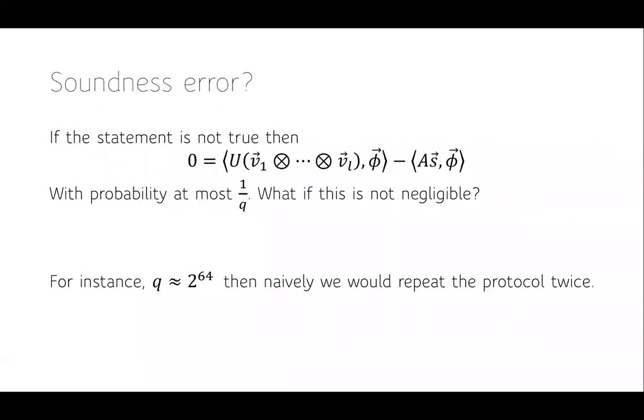So if we just consider the soundness error, then if this original statement wasn't true, this inner product check with a linear random combination, this equation would be true with probability at most 1/Q. So what happens if it's not negligible? For example, if Q is 2 to the 64, then do we need to repeat it twice? It would be a bit costly.